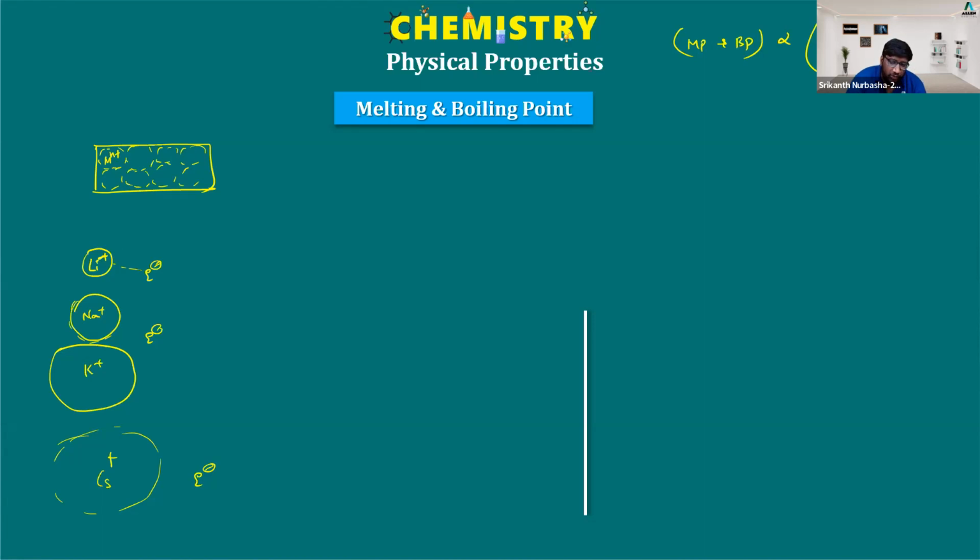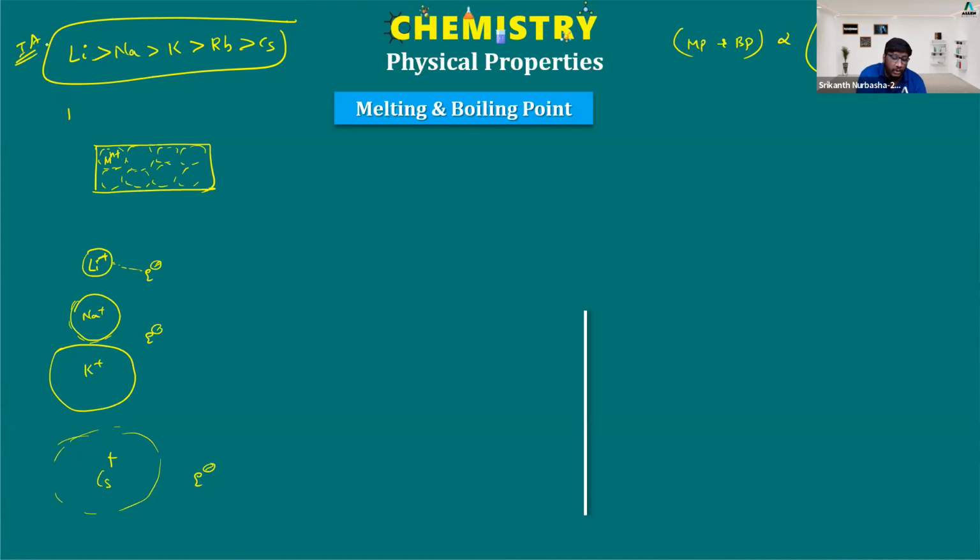Since Li plus will have much more charge density, that will develop great electrostatic force of attraction. Because of that, the strength of metallic bonding is going to be high in lithium. So lithium will have the greater melting point. Yes or no? Lithium greater, then sodium, potassium, rubidium, and finally the least is going to be cesium. With the same logic, this is for 1A.